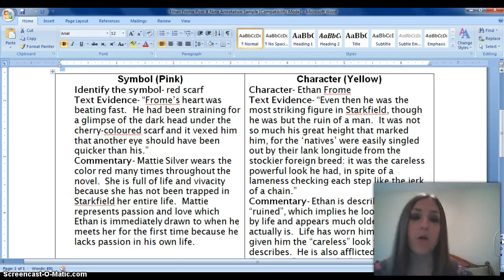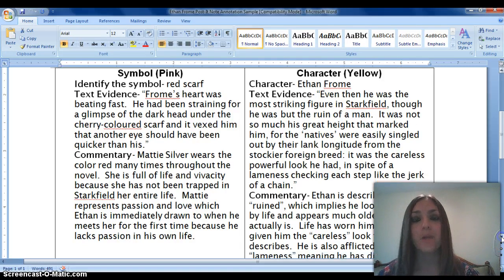Maddie Silver wears the color red many times throughout the novel. She's full of life and vivacity because she's not been trapped in Starkfield her entire life. Maddie represents passion and love, which Ethan is immediately drawn to when he meets her for the first time because he lacks passion in his own life. Okay, so let's just emphasize the fact that I did not write a short novel for my response. It's short, it's concise, but it is full of deeper thinking.